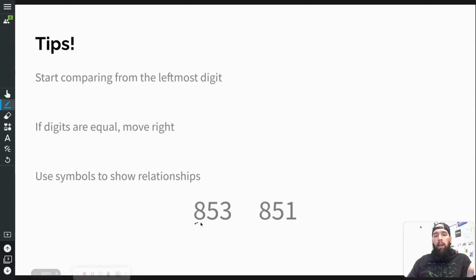So I'm going to start here at 800 and 800. Those digits are the same, can't do anything. Then we do the 5 here and the 5 here. Those numbers are the same, so can't do anything there. But finally, the 3 and the 1. The 3 is bigger than the 1, so we draw the symbol where it eats the bigger number. Okay, and then we can read this as 853 is greater than 851, because 853 is a larger number than 851.